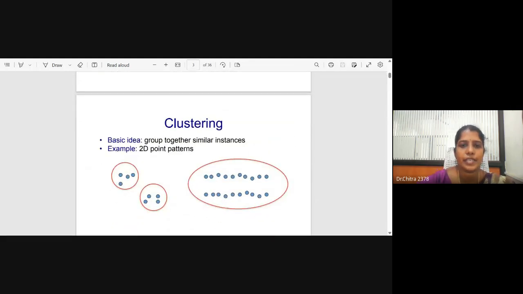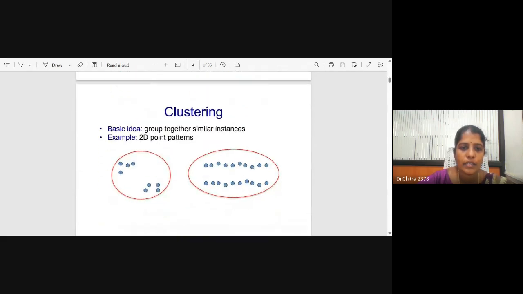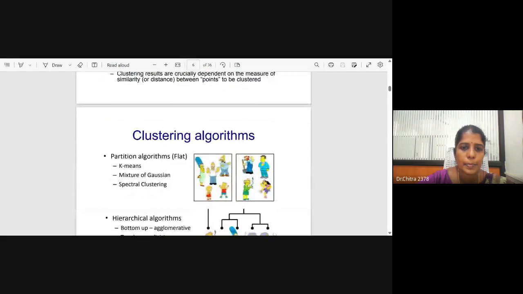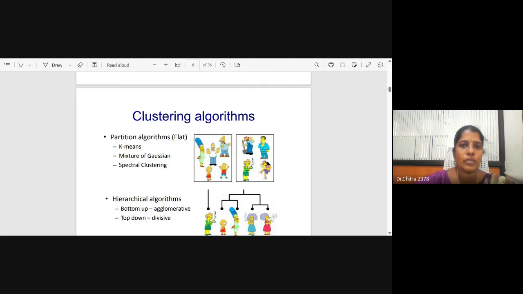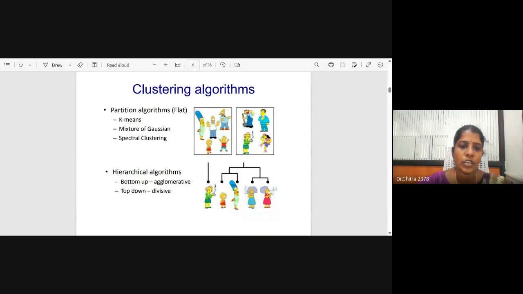The basic idea of clustering is to group similar objects. Clustering algorithms are classified into partition clustering algorithms as well as hierarchical clustering algorithms. Partition algorithms include K-means clustering, mixture of Gaussian, and spectral clustering. These are some of the partition algorithms. Whereas hierarchical clustering means bottom-up clustering as well as top-down clustering.